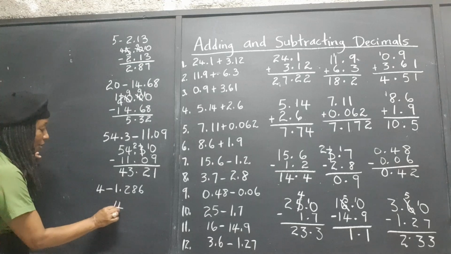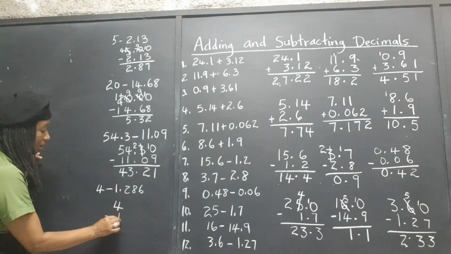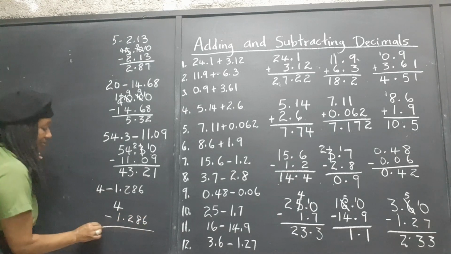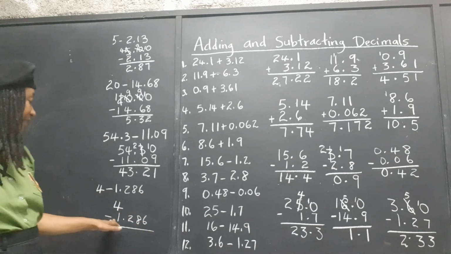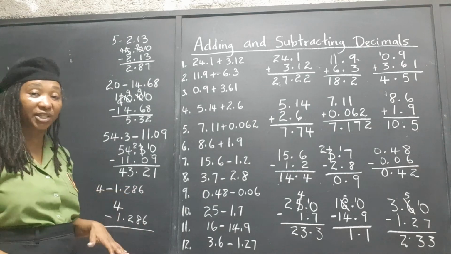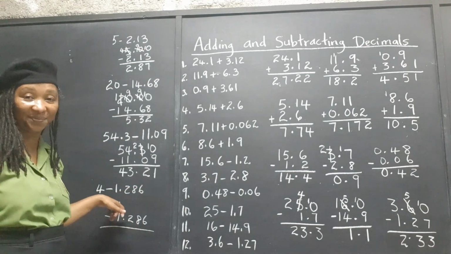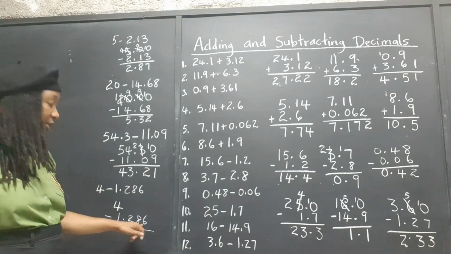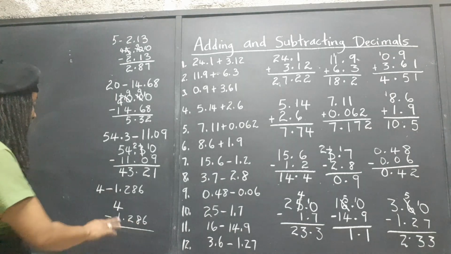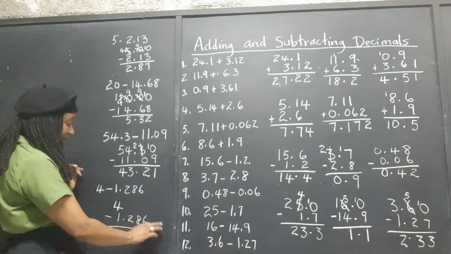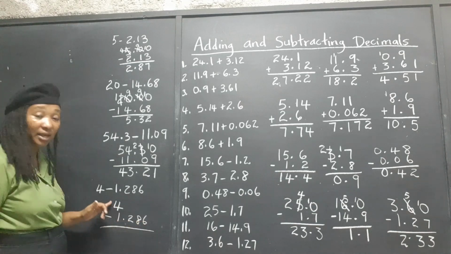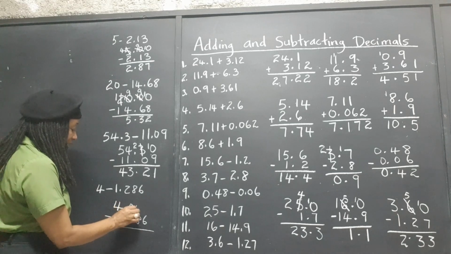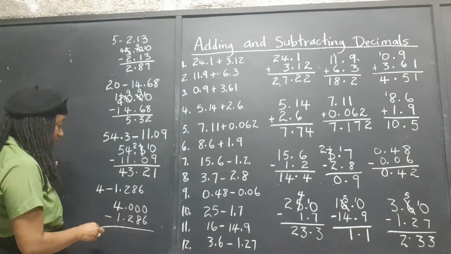Finally, 4 take away 1.286. This is the smaller number. It has 4 digits, but it's smaller than this one. This is 4 ones, this is 1 one, and some decimals. So it doesn't matter how many decimal places this would have, it's still a smaller number than the 4. We need to put in our decimal point and add zeros to hold the spaces.